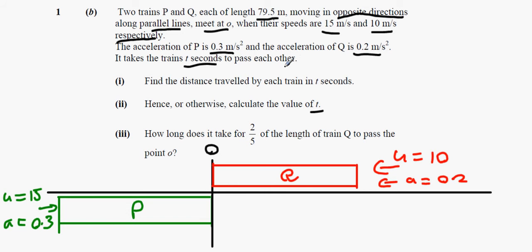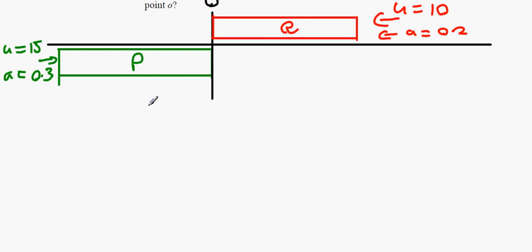So we have to find out what is the length there. It takes t seconds, so they both travel for t seconds. So find the distance traveled by each train in t seconds. What we probably need to do is use the SUVAT equations on both systems, SUVAT for P and SUVAT for Q.